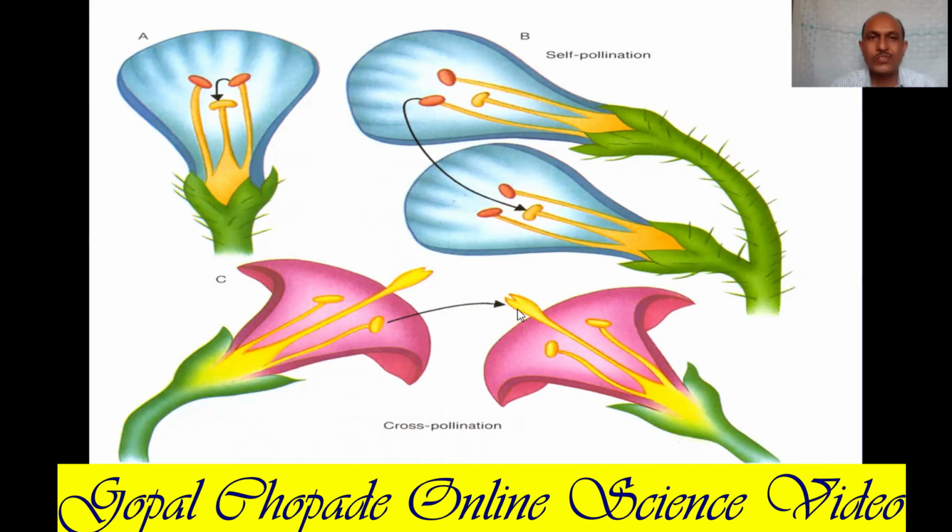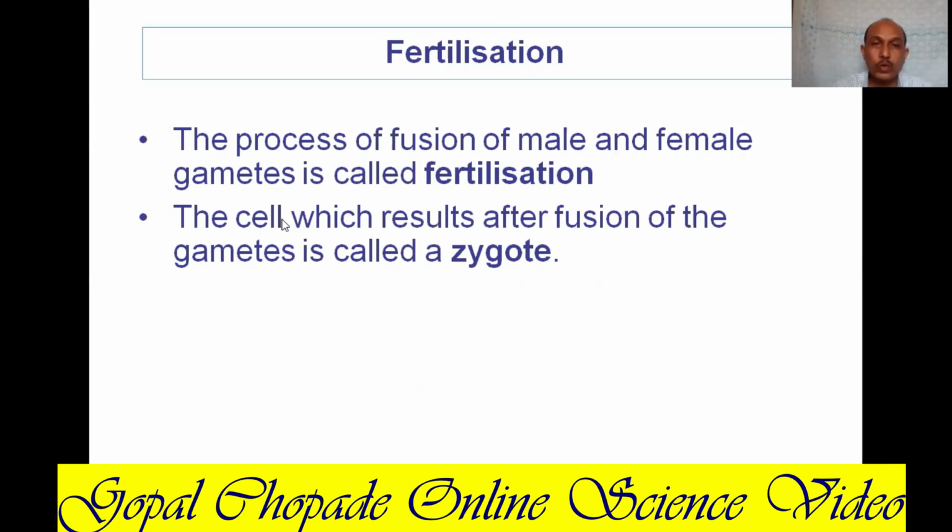Okay. Now, after pollination, there is fertilization. What is fertilization? The process of fusion of male and female gametes, the union of male and female gamete, is called fertilization. So once fertilization takes place, fusion takes place, and as a result of the fusion of the gametes, a single cell is formed, and that is called the zygote.